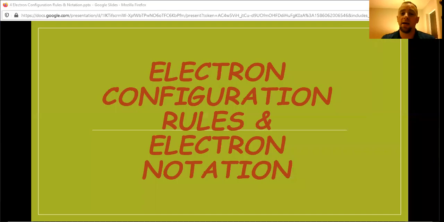So today's lesson is going to expand on our electron configuration and go into how to write more in that electron notation, which will actually include a representation of all four of the quantum numbers that we've already talked about in previous lessons. So let's take a look at the electron configuration rules and electron notation and how we write those and some of the rules that go into writing that electron notation.